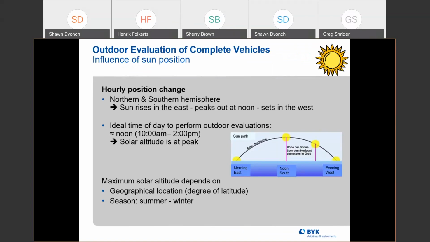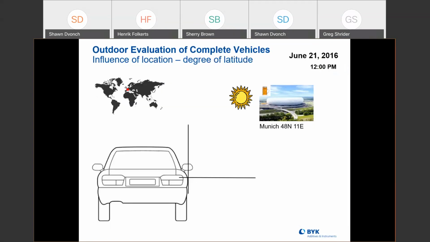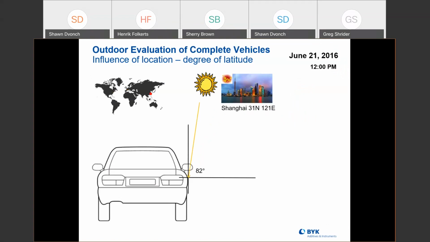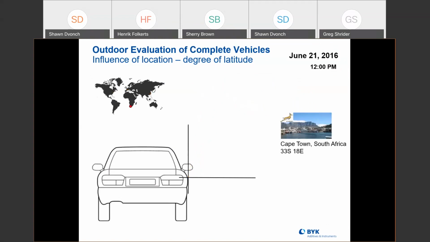So another thing that's important is we always talk about 10 and 2 time as the ideal time to perform the color harmony reviews. And also, depending on where you are in the world, what you see can change, and depending on if it's summer or winter. So if I'm in Munich, I have an angle of incidence of 61. If I'm in Detroit on the same day at the same time, I have an angle of incidence of 70, and if I'm in Shanghai on the same date and same time, I have an angle of incidence of 82. And if I'm in Cape Town, I have an angle of incidence of 32.